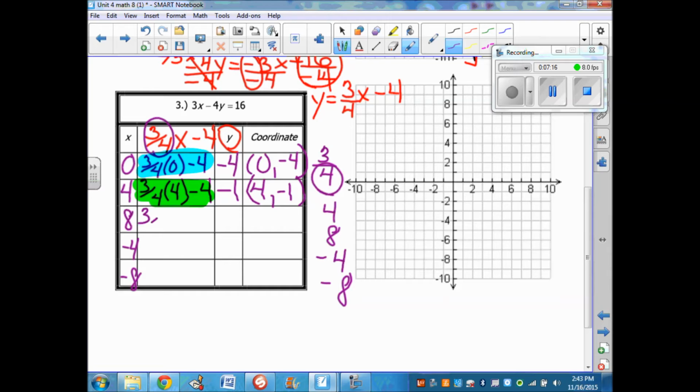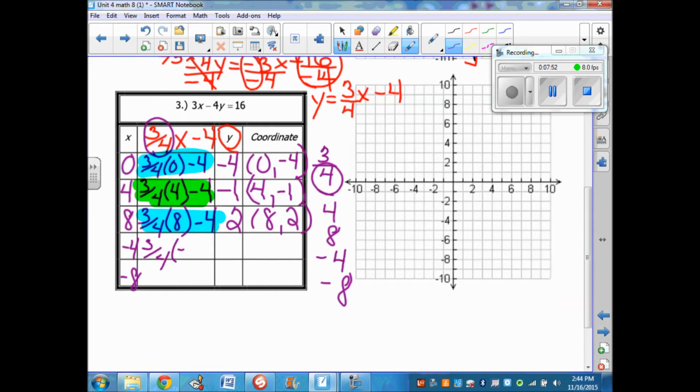Now let's do it again. 3/4 times 8 minus 4. Go ahead and enter that into your calculator. I'm doing these all in my head right now, so that should give me 2. So my point is 8, 2. And if by chance I make a mistake in my head when I start to graph these, we'll see the mistake, and you'll see what I mean if I make a mistake. I'm hoping I don't. You keep an eye out.